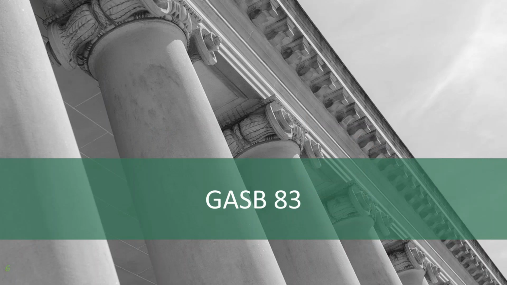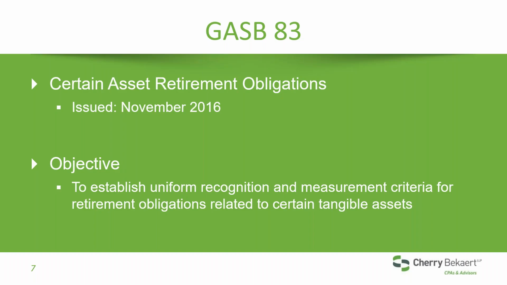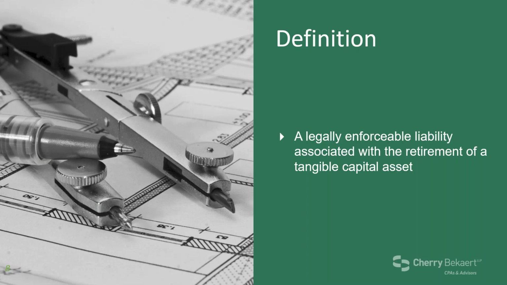Okay, so our first topic today is going to be GASB 83 on asset retirement obligations, which was issued in November 2016. This statement will require us to recognize a liability if we have an ARO resulting from normal operation of an asset other than a landfill. So all landfills are excluded from this standard. And first we'll need to define what is an ARO.